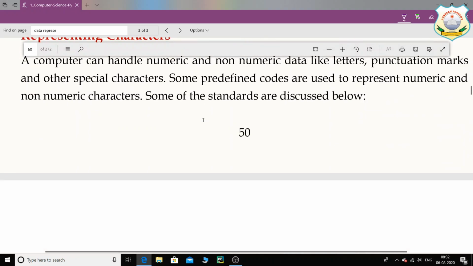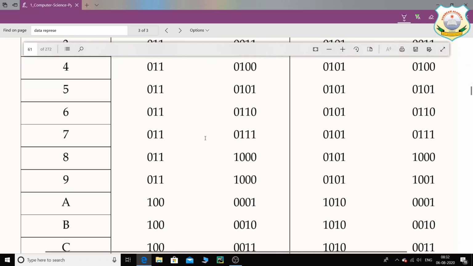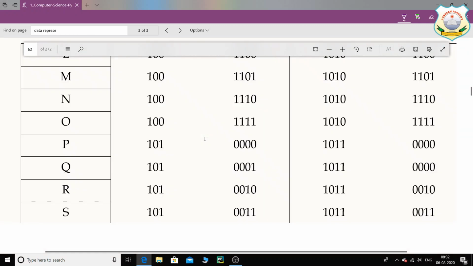What is left in this chapter is how to represent characters, the ASCII characters, and it is very simple and straightforward, and with that we are going to end the chapter. Okay, almost all of it is over, children.